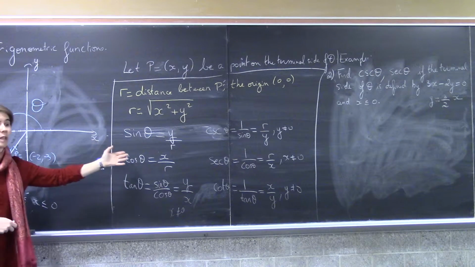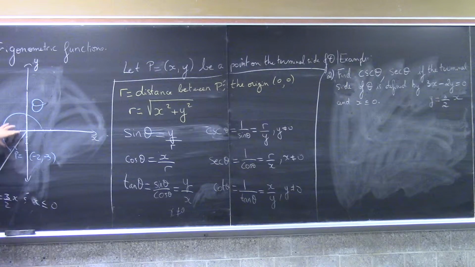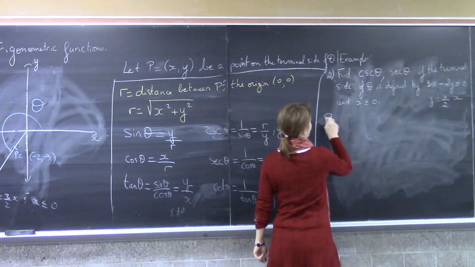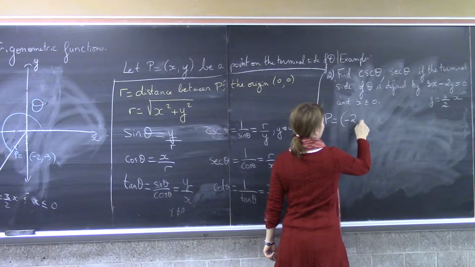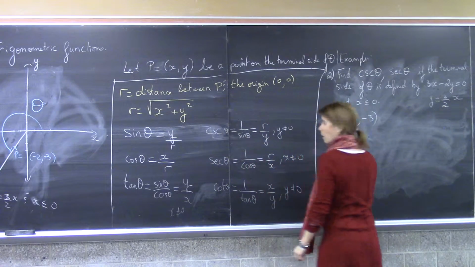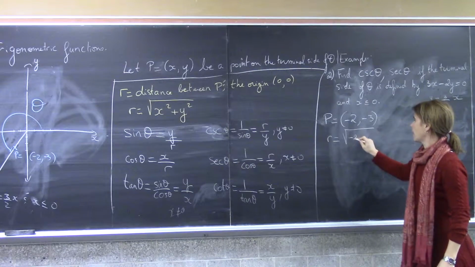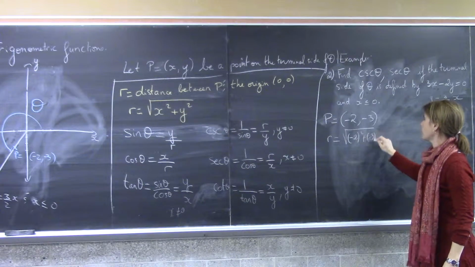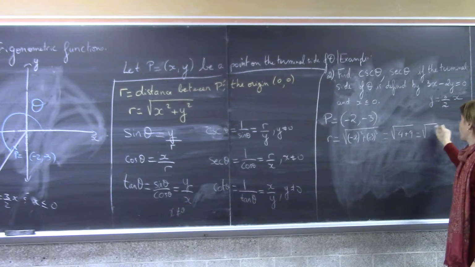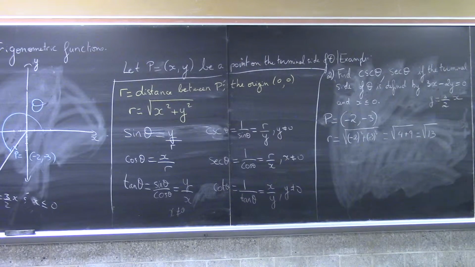And now that's the same problem as before. We find its distance. So P on the terminal side is the point negative 2, negative 3. Its distance from the origin, r, is going to be the square root of negative 2 squared plus negative 3 squared. That's the square root of 4 plus 9, which is the square root of 13. Now I have everything I need to answer the question. I have a point on the terminal side, and I know its distance from the origin.